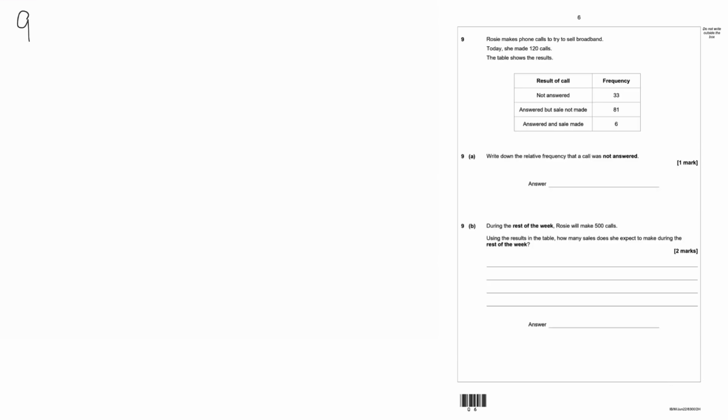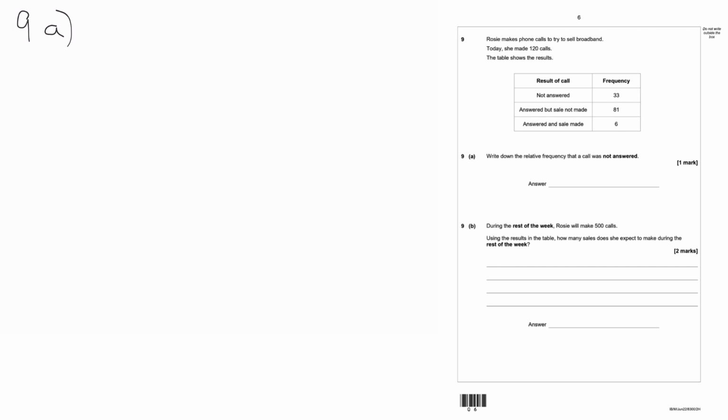So now we're moving on to question 9. So question 9, and we're going to go on to question 9a. So Rosie makes phone calls to try to sell broadband. So we're told she makes 120 calls, and we want to know the relative frequency that a call was not answered. So we can see of all the calls she made, 33 were not answered.